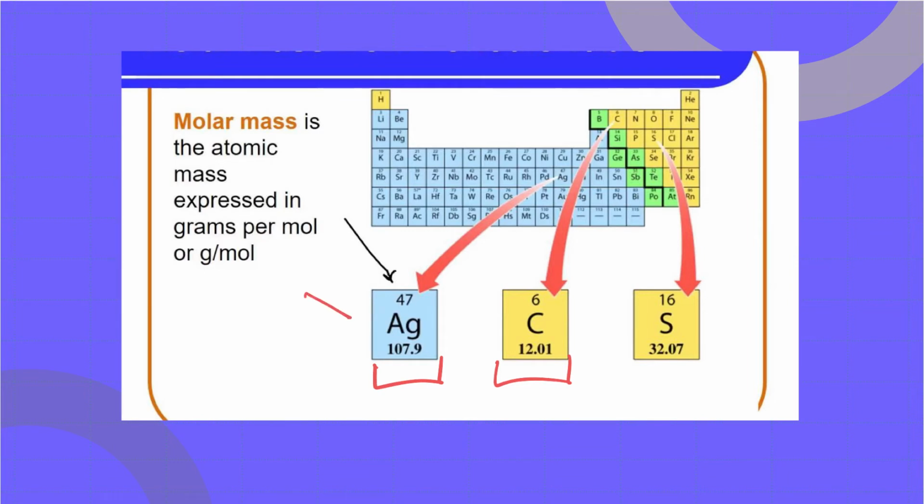So this means a mass of silver. 1 mole of silver weighs 107.9 grams in 1 mole. So grams per mole.